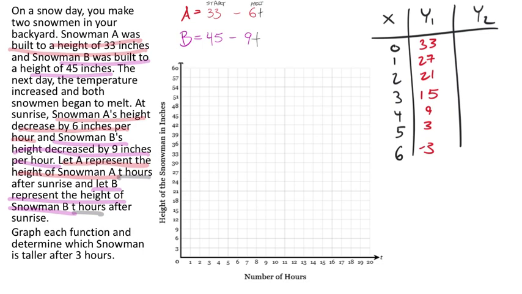So I'm going to start with 0, 33, which I have right here. And we got 1, 27. Found it. Then 2, 21. 3, 15. 4, 9. And 5, 3. Now before I connect these with the line, which I will do, and I will connect the line because this is a continuous function.